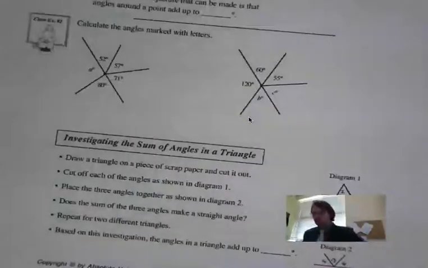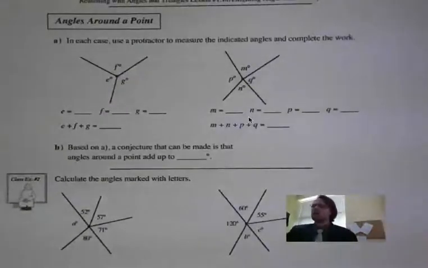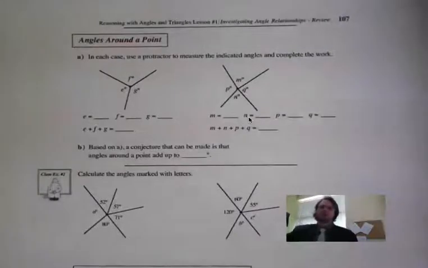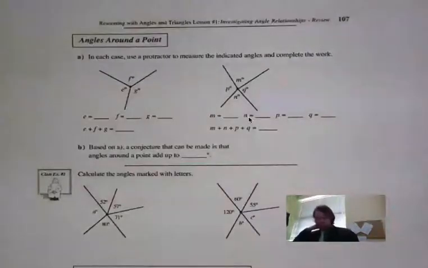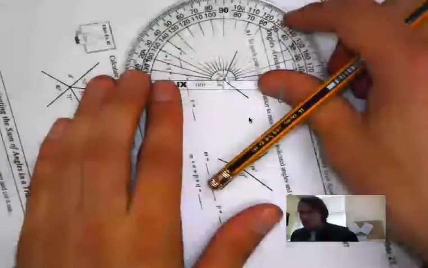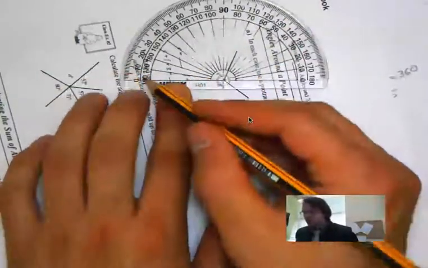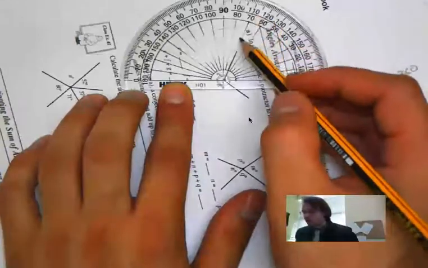Now we're going to look at angles around a point. Same idea, take our trusty protractor and we're going to start measuring. First one here is E. So I'm going to take my protractor, line up, and measure E, with 0's on the outside. I'm going to get 110 degrees.